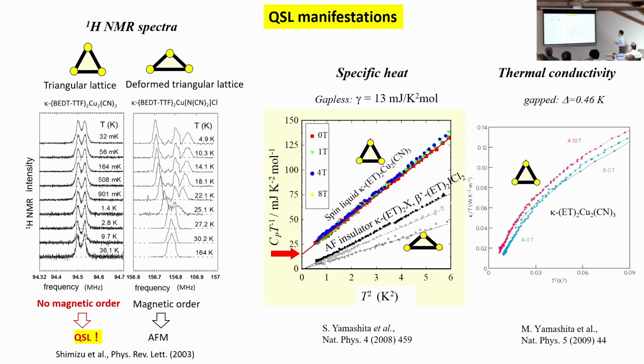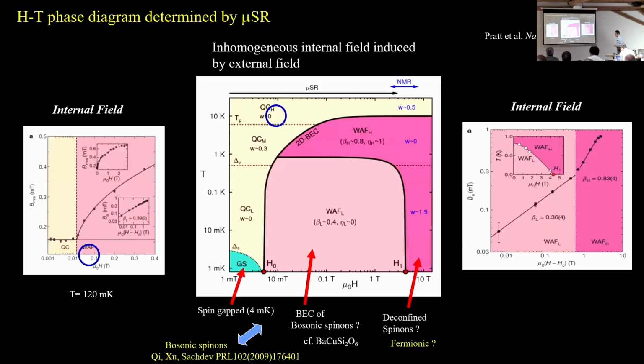Finite gamma and gapless, and the thermal conductivity tells us that there is a very small gap. And muon experiments suggested another kind of gap. This is the phase diagram. This is a cartoon, but it was drawn based on the experimental data performed by Pratt et al.